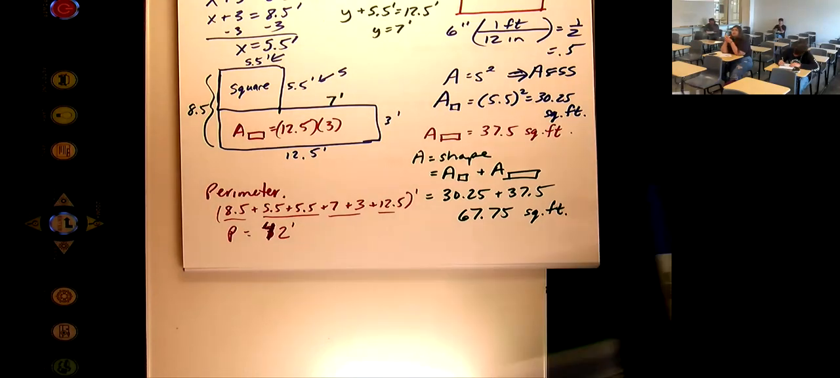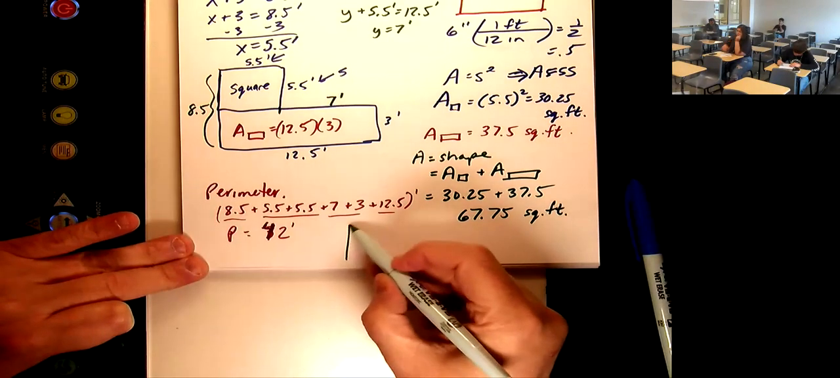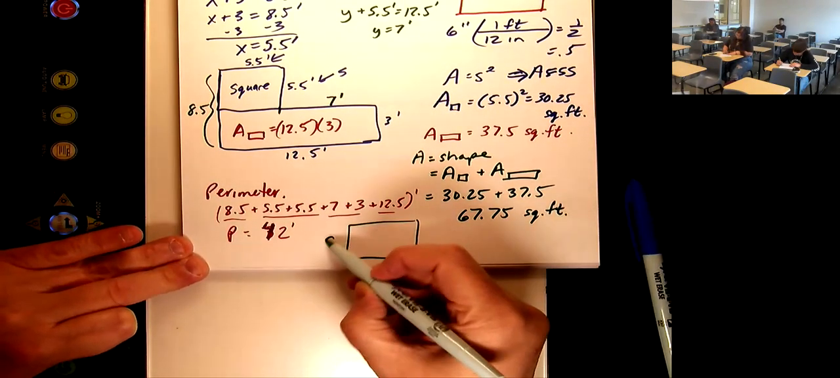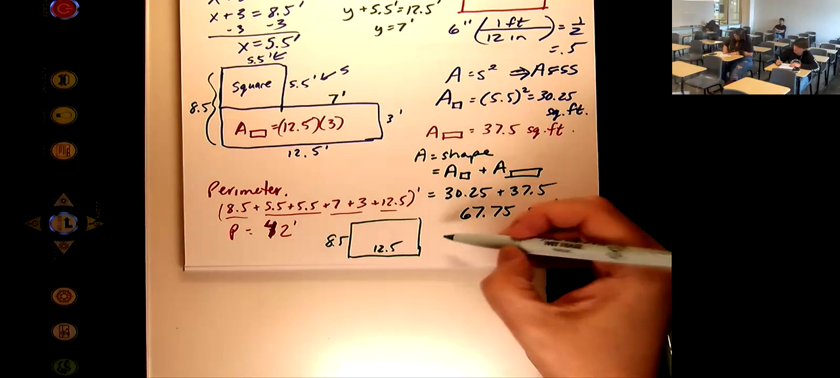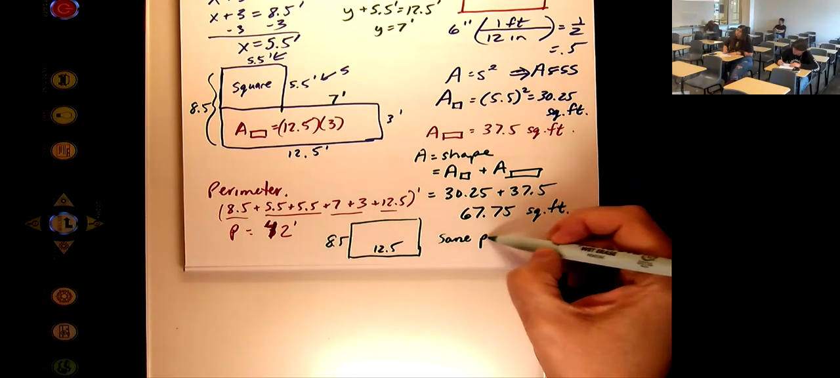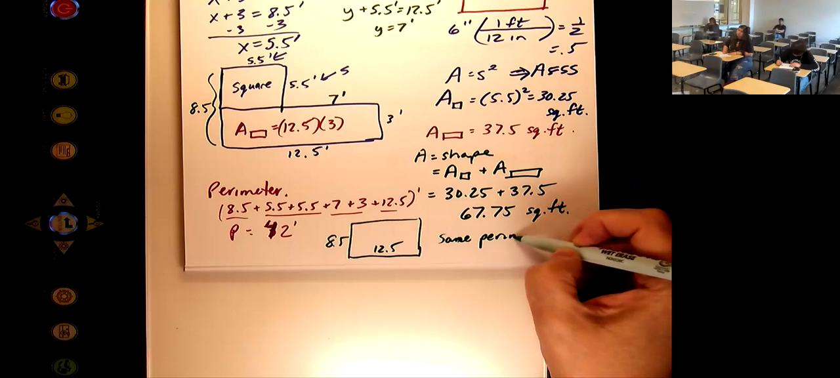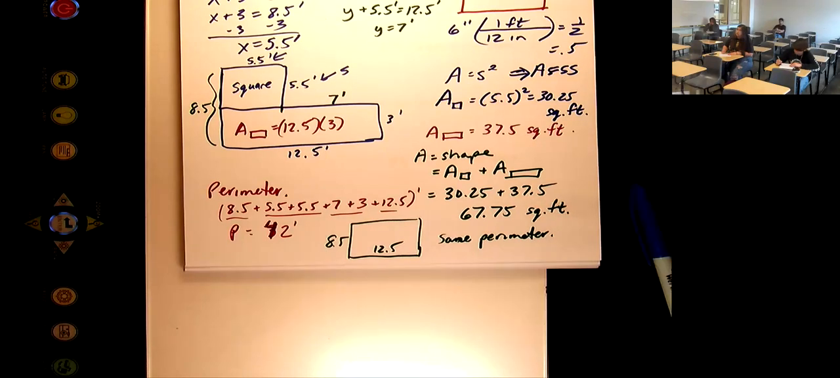Which, interestingly enough, is the same perimeter as if we had done the big rectangle. 8.5 here and 12.5 here. Same perimeter. If you have a rectangle and you cut another rectangle out of the side, the perimeter still stays the same. That's kind of neat. It has to be rectangle cut out of a rectangle, or, you know, square out of a rectangle. As soon as you start making triangle divots, it doesn't work.